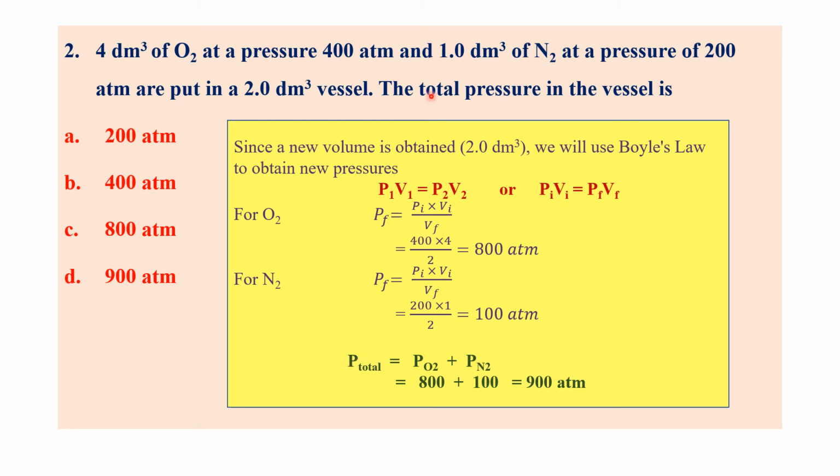Now the question is about total pressure in the vessel. The total pressure is equal to the sum of the pressure of oxygen and nitrogen. So the pressure of oxygen is 800 atmosphere. Pressure for nitrogen is 100 atmosphere. Summing it, we will get 900 atmosphere. So the answer is 900 atmosphere.